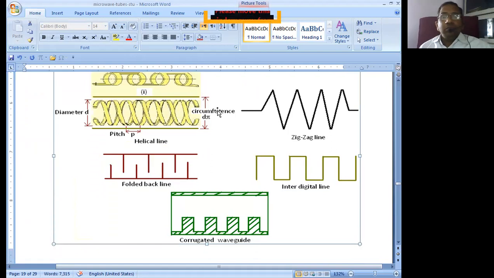Now, there are so many types of slow wave structures, but we have only the helix in the syllabus. Now, what do you mean by pitch here? This is nothing but the total circumference. This is nothing but pi d. If the distance between the top and bottom of the helix is the diameter d, then pi d is the circumference of this particular helix.